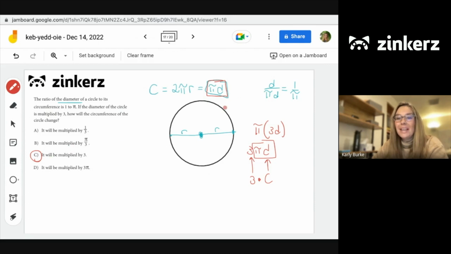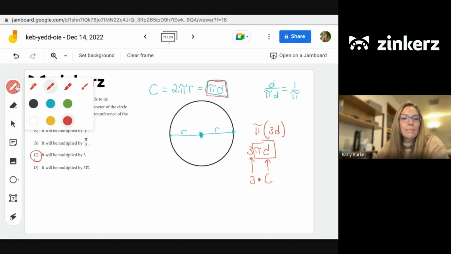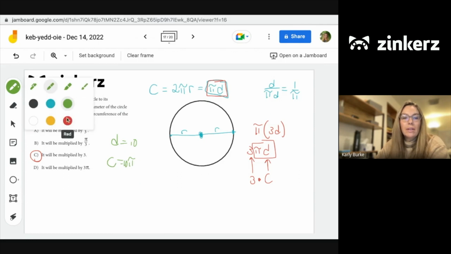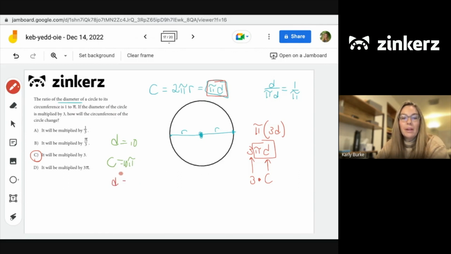Now in this case, if you don't like doing these problems with the variables, go ahead and pick a diameter. So maybe you start off with a diameter of 10. So if the diameter is 10, then the circumference of the circle is 10 pi. So in the new circle that's being made, the new diameter is 3 times that. That's just 30. So the new circumference is just 30 pi.